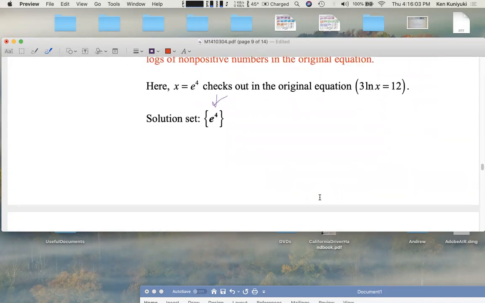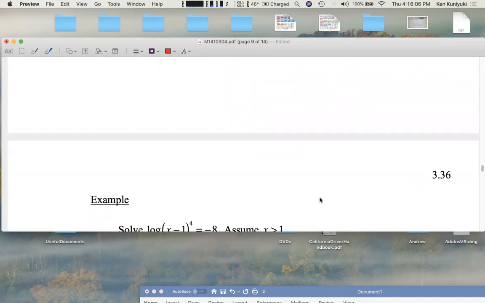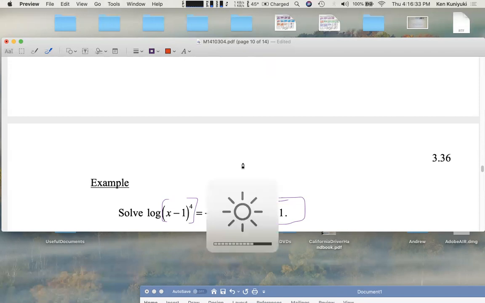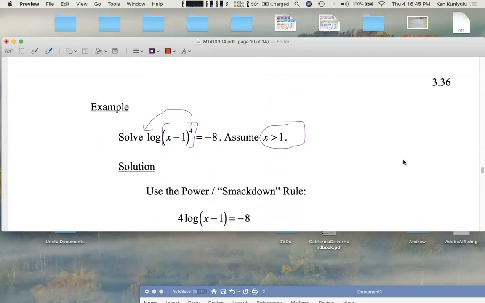Okay, next up. Let's do this example. Solve log of the fourth power of x minus 1, it's good for me to put brackets here, equals negative 8. And we're going to assume that x has to be greater than 1. It turns out to help us, as we'll see. All right. I don't feel like taking the fourth power of x minus 1. And guess what? You don't have to, because we have the log properties. What can we do with this 4? It's an exponent on x minus 1. We can smack it down by the power rule.